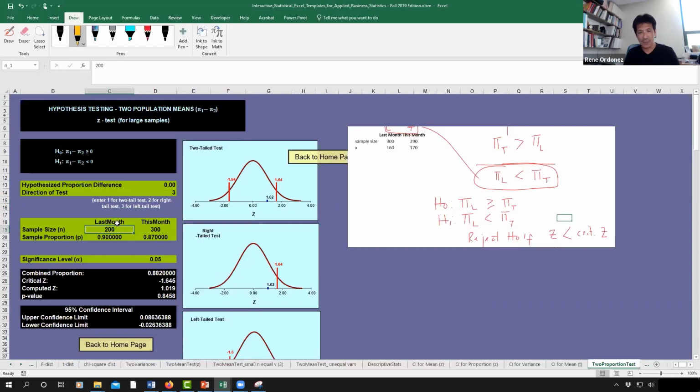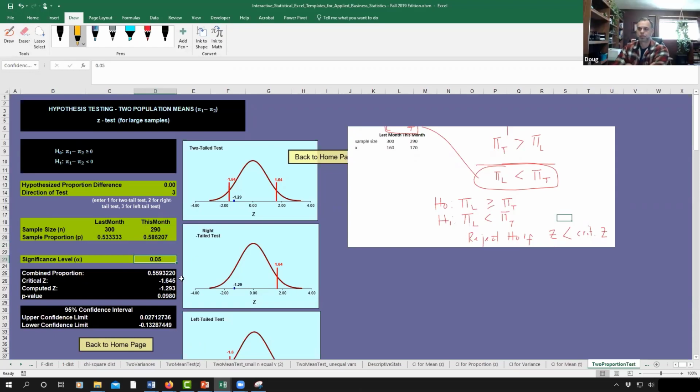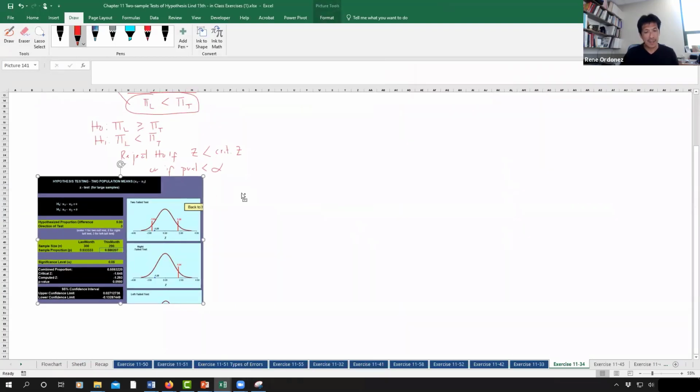The sample size for last month is 300. Sample proportion is 160 divided by 300. And then this month, 290 and 170 divided by 290. And what was the significance level in the problem? 0.05 still. All right, good. So here's the output. Let me make this a little bit smaller.